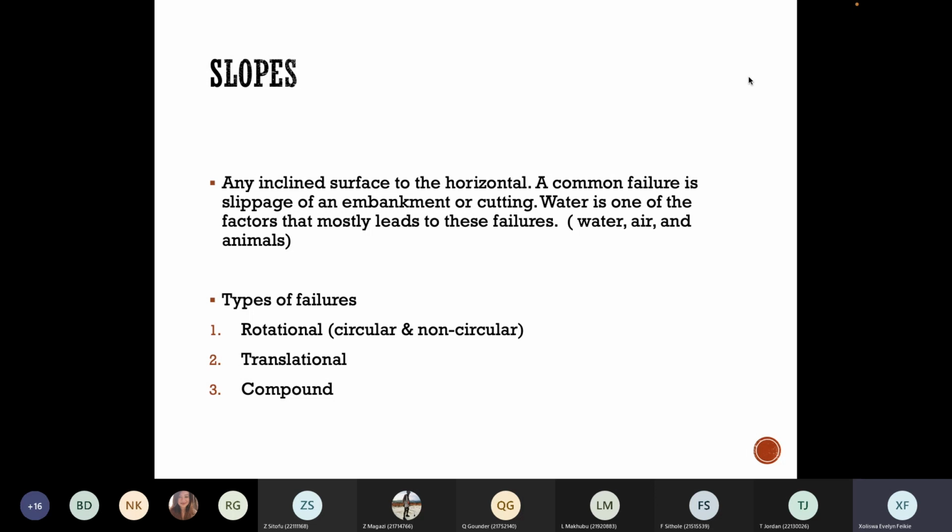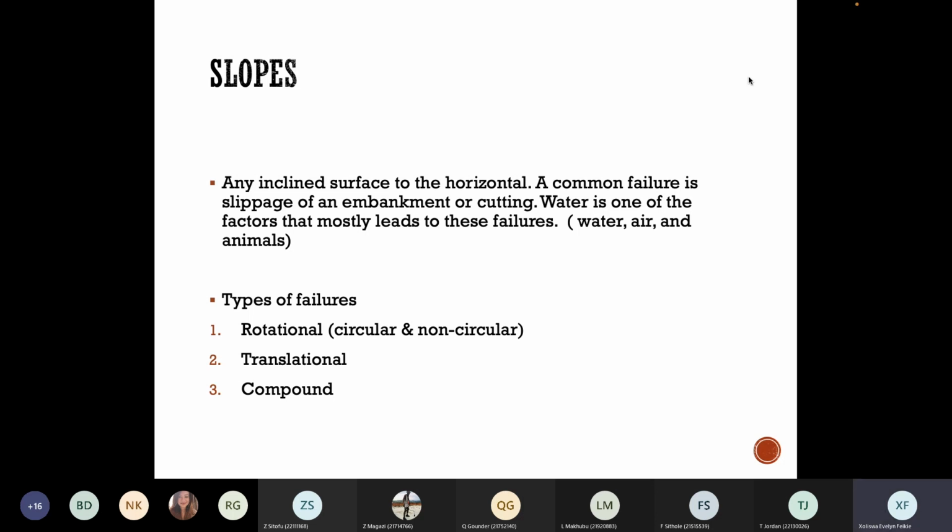Like we said, KZN area, it has a lot of slopes. If you're building on that type of area, then you need to know what different failures you will expect. Depending, it will be based also on the shear, or what we spoke about, the internal friction of the soil as well. Those are things that you need to look into. They say a common failure is slippage of an embankment or cutting.